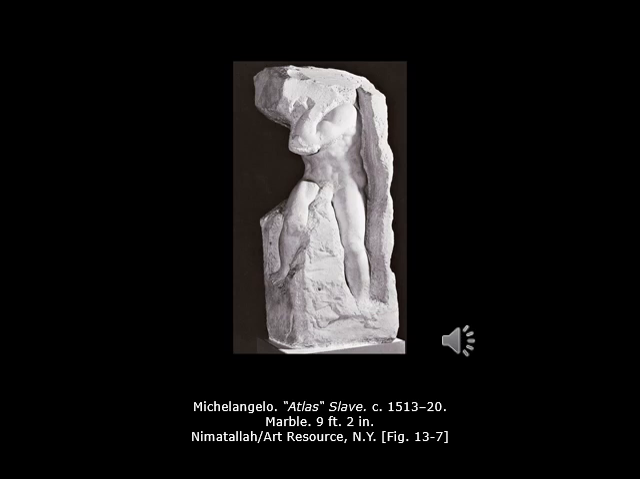So here is Atlas Slave, 1513 through 20, so it took 4 years to carve, Michelangelo. Here you can actually see the stone and how the artist is chipping away and carving. And this process of carving is called subtractive. So we have additive sculpture, where you would add things and build up, but subtractive would be taking away. And carving, in wood, marble, stone, whatever material you might use, is a subtractive sculptural process.